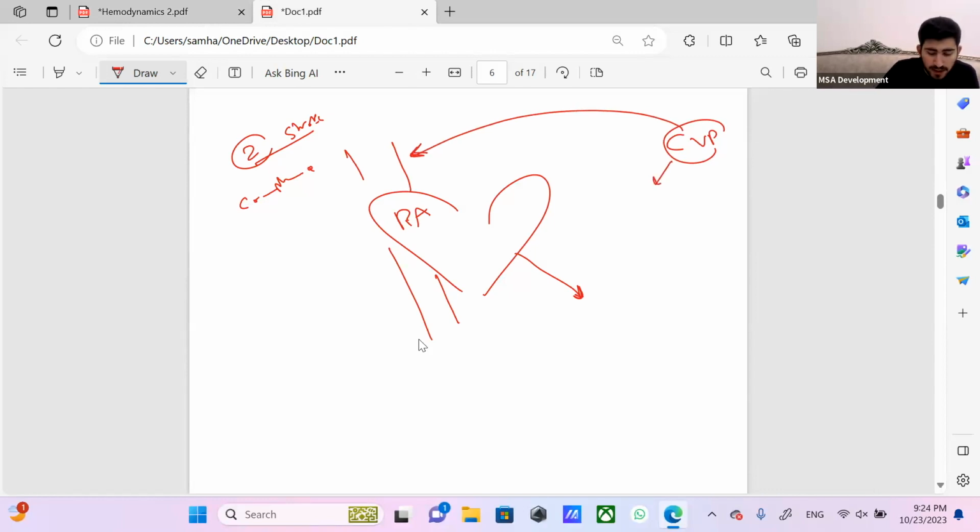And how does it increase? By increasing the amount of blood in it, by increasing its pressure, by decreasing stroke volume. Several cases, we will talk about them now. The first case is once we have left ventricular heart failure.